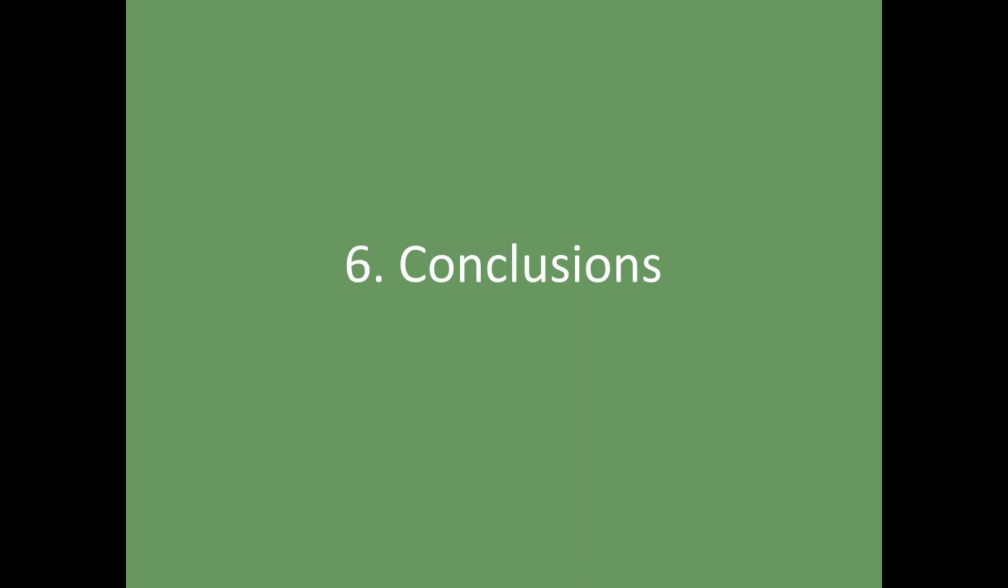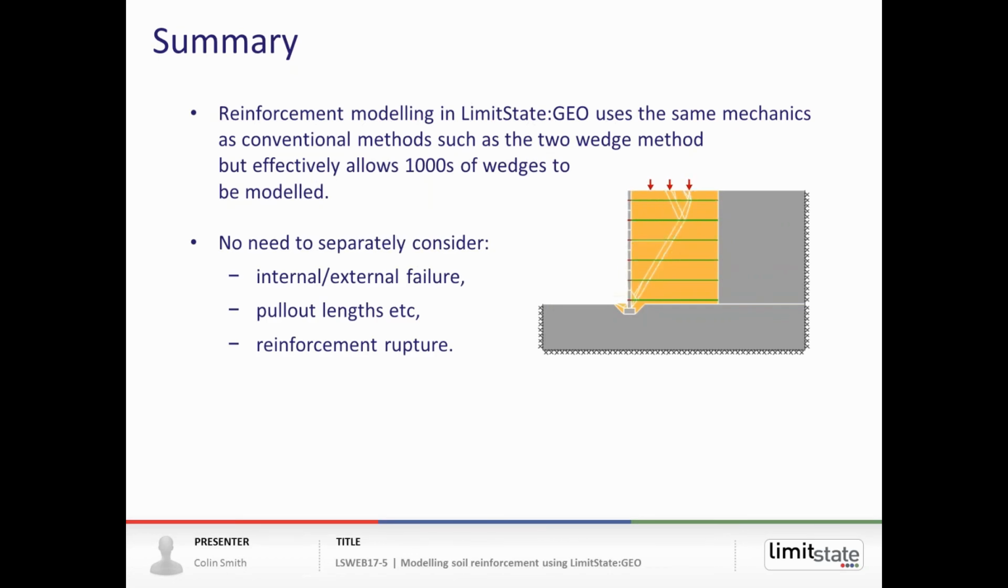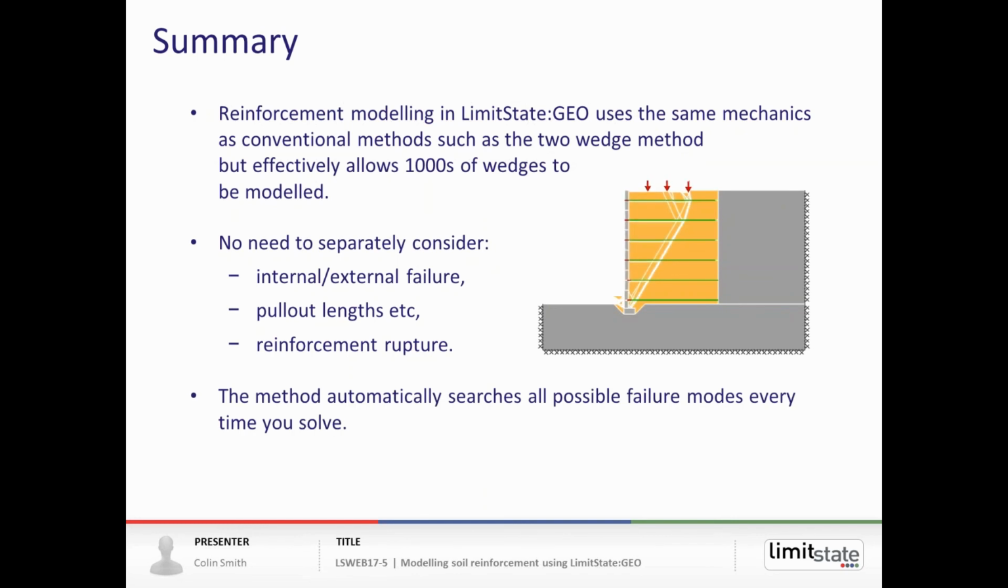So we're coming towards the end of the time allocated for this webinar, so we'll just wrap up with some conclusions. So to summarize, hopefully you can see that the reinforcement modeling that we use in the software uses the same essential mechanics as conventional methods, such as the two-wedge method, but it effectively allows thousands of wedges to be modeled if required. There's no need to separately consider internal or external failure, pull-out lengths, reinforcement rupture, etc. All of those are captured in one single analysis, so the software will always find the most critical failure mode, and any others that might occur will be less likely to occur. So we search all possible failure modes every time you solve, and we can model both one-dimensional and two-dimensional reinforcement.